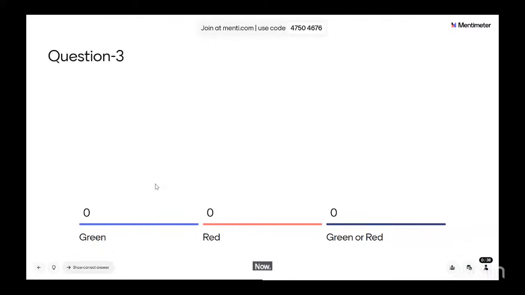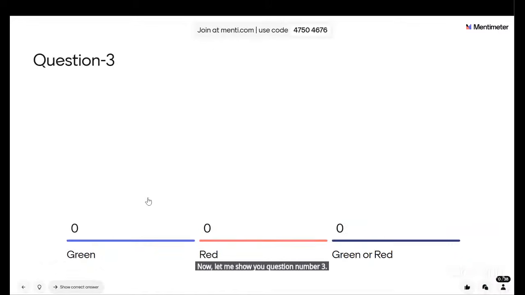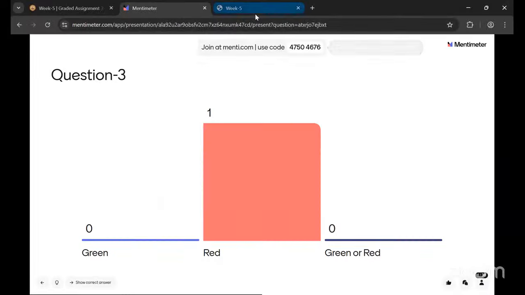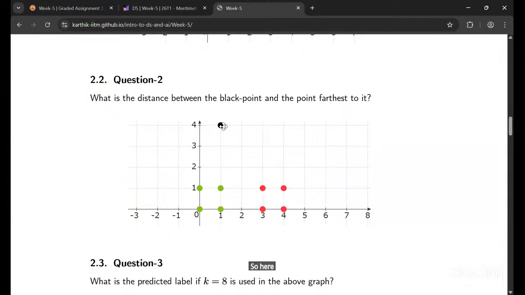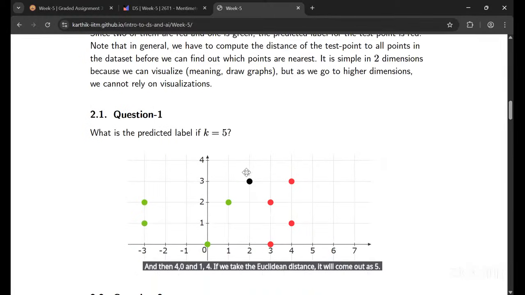Now let me show you question number 3. Here, this was your test point, and the point farthest from it is this 4, 0. And then 4, 0 and 1, 4. If we take the Euclidean distance, it will come out as 5. And question number 1, if k is equal to 5, the 5 nearest points, as we can all see, are 1 green here and all these 4 red. So the majority says red, and that is your label.